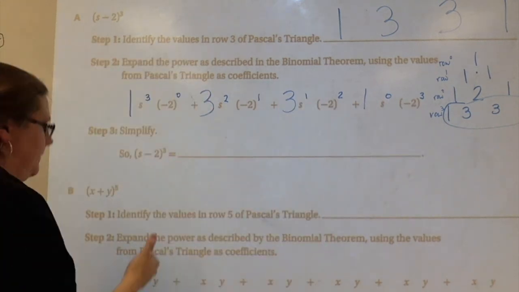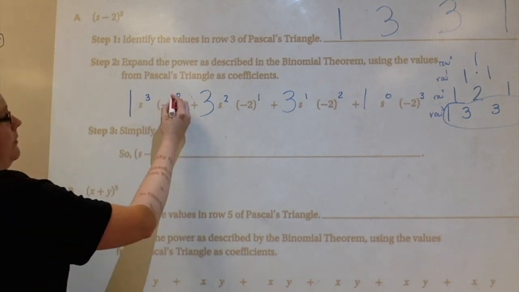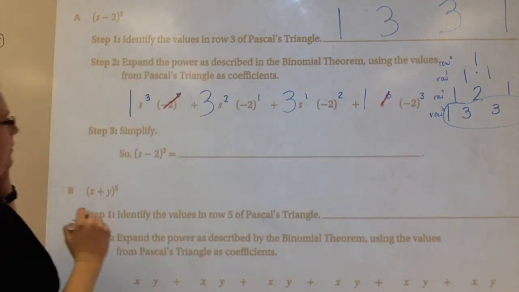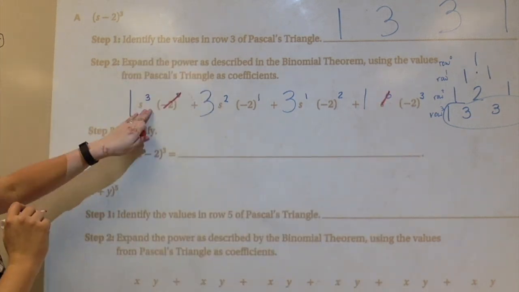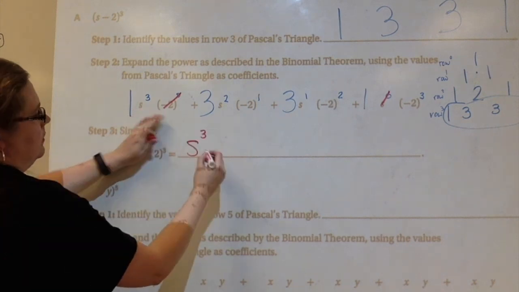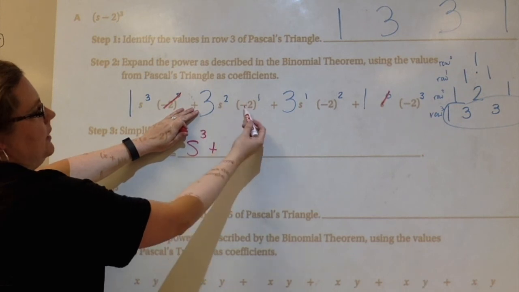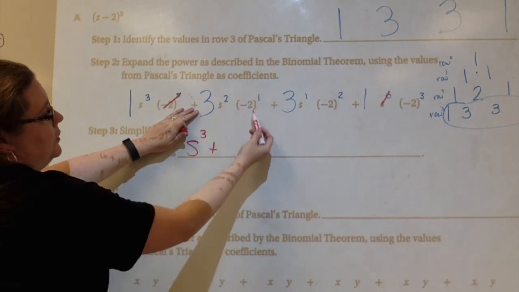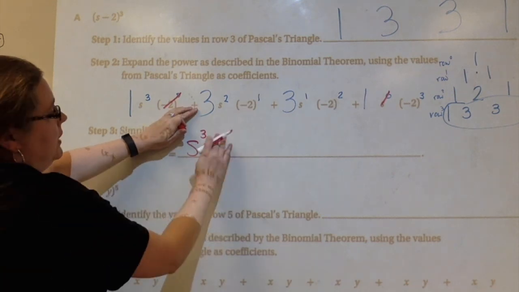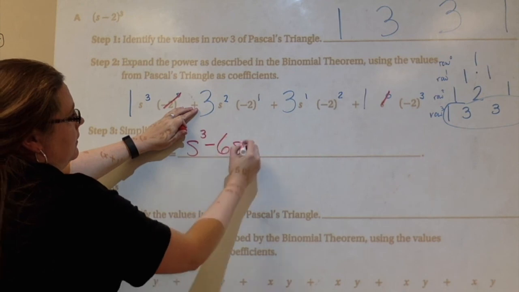Hopefully all are still with me. Anything to the 0 power is 1. Okay, so if we're multiplying by 1 anyway, we can just kill that. And we can simplify here. 1 times s cubed is just s cubed plus, this is 3 times s squared times negative 2 to the first power. Well, negative 2 to the first power is negative 2. Negative 2 times 3 is negative 6.